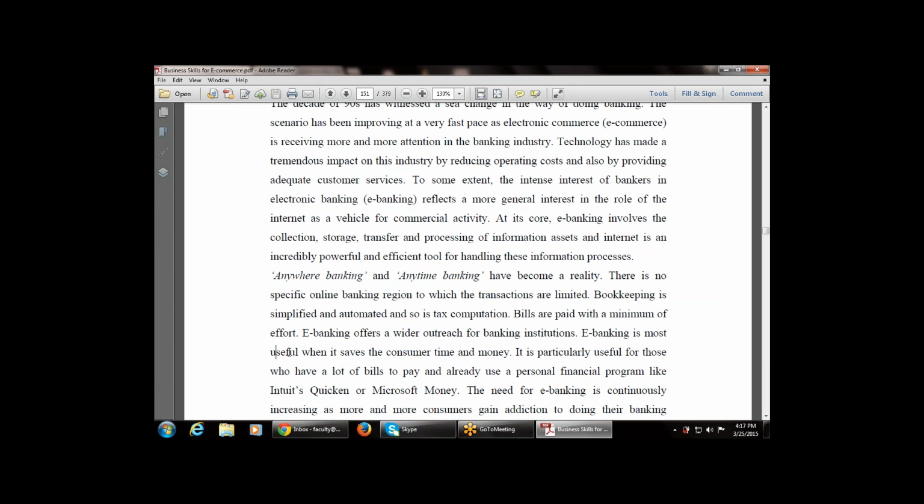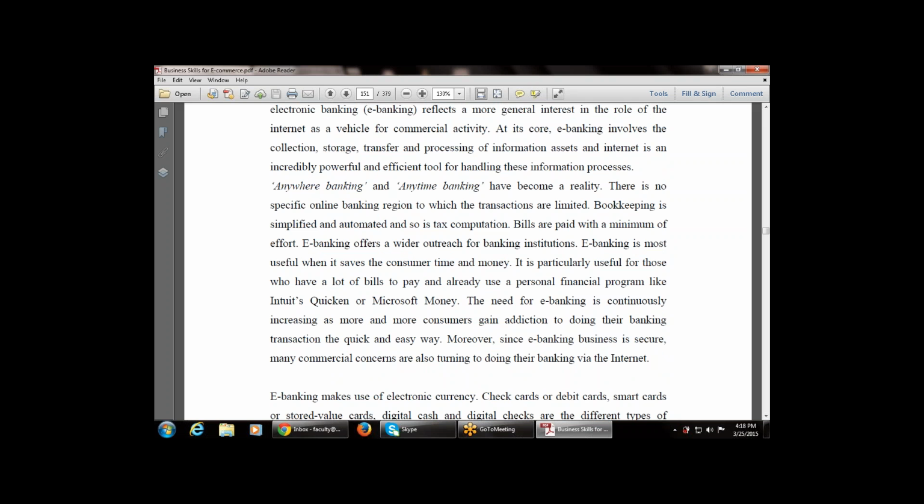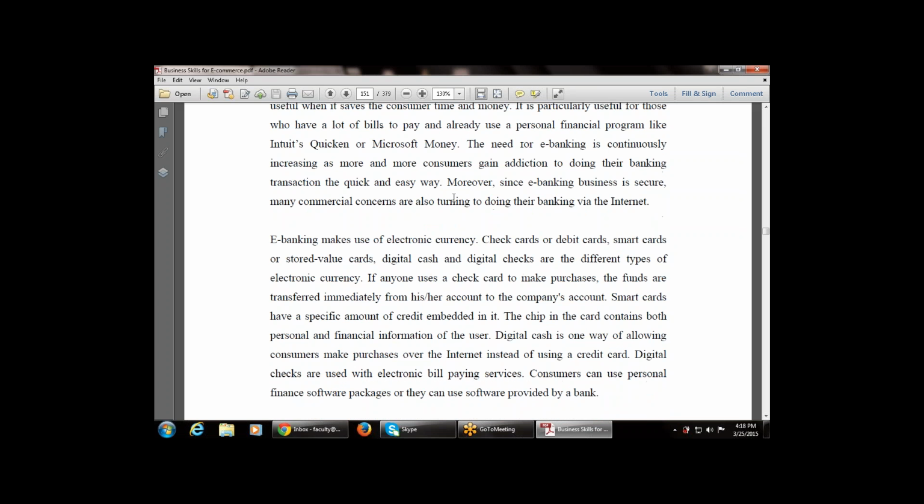E-banking is most useful when it saves the customer time and money. Why? Because if I go to the bank, my time is wasted, and my money is wasted in terms of transportation cost and any other cost related to the banking services. But if I choose e-banking, it saves the money as well as the time of the consumer. It is particularly useful for those who have a lot of bills to pay and already use a personal financial program like Intuit Quicken or Microsoft Money, and it is also very secure. Then e-banking also makes use of electronic currency. Whenever we use e-banking, we are dealing with electronic money, that is, a digital currency.